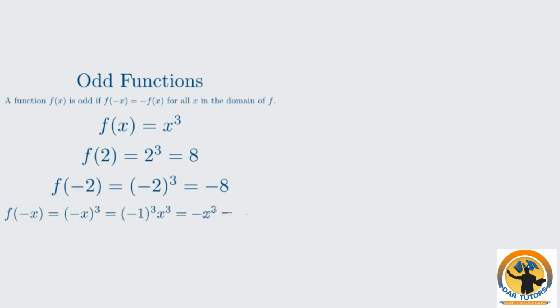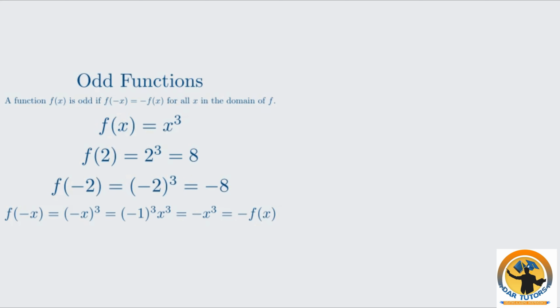Let's prove it algebraically. We start with f(-x). This is (-x) cubed. We can write this as (-1) cubed times x cubed. (-1) cubed is -1, so we get -x cubed. Since x cubed is f(x), we have shown that f(-x) = -f(x). Therefore, f(x) = x cubed is an odd function.